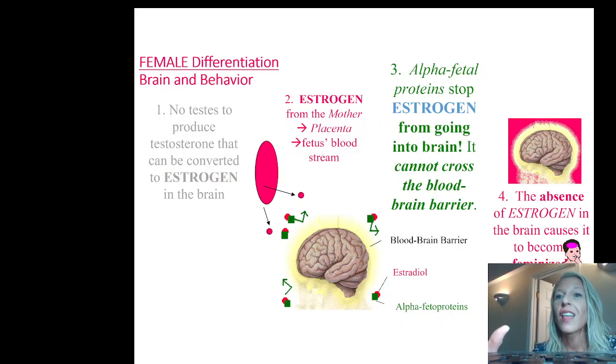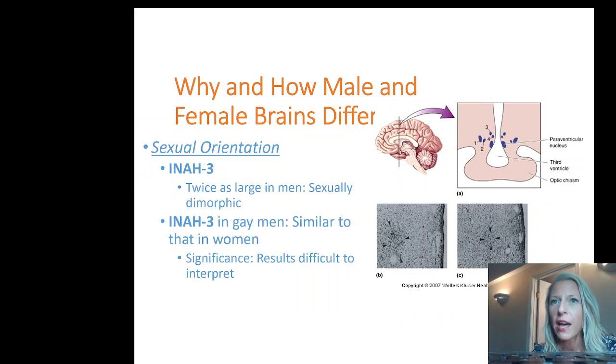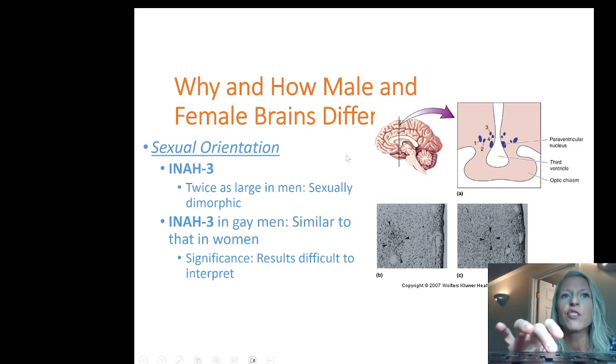Last but not least, why does this matter? There are regions of the brain that we think might be related to sexual orientation, for example. And this nucleus is twice as large in men as it is in women. So it's sexually dimorphic. And in gay men, this nucleus is similar in size to that in women. But these are the results we're looking at, so they are kind of hard to interpret. But we do know that there are certain nuclei that are different sizes in males and females, and that the sizes of those nuclei do affect behavior.